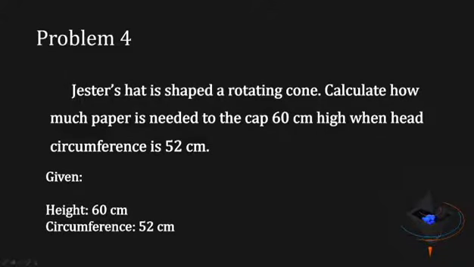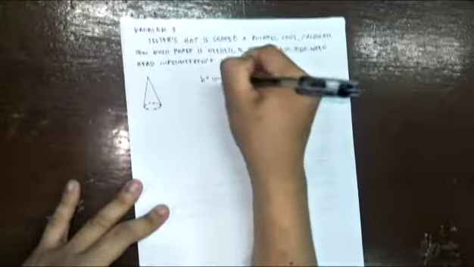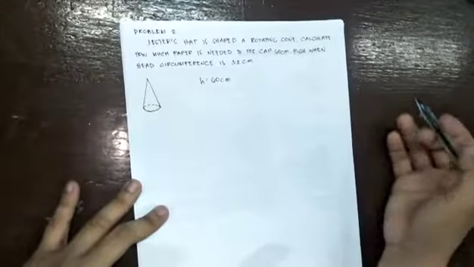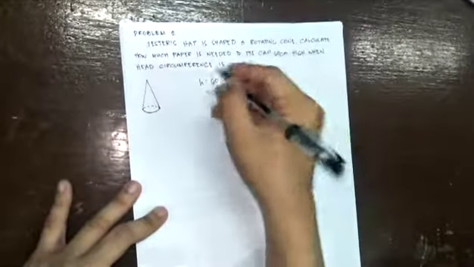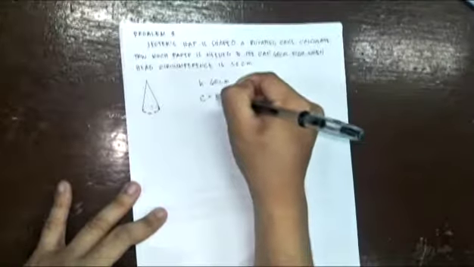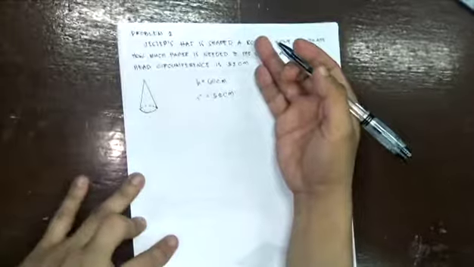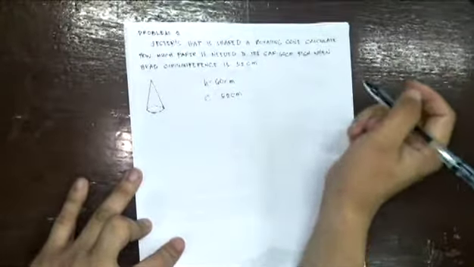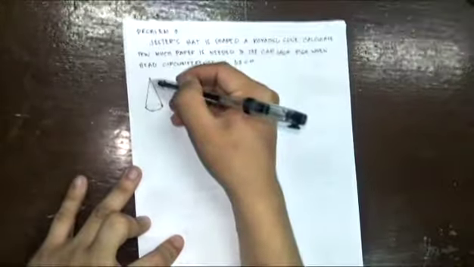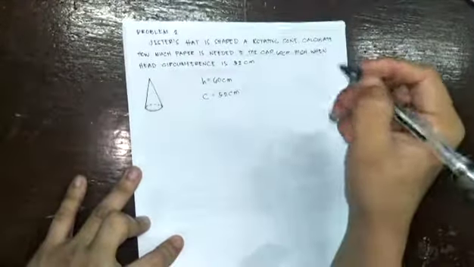So for our problem number 2, a jester's hat is shaped like a rotating cone. Calculate how much paper is needed for the cap, 60 centimeters high, when the head circumference is 52 centimeters. So it was stated that the cap has a height of 60 centimeters and a circumference of 52 centimeters. What is asked in the problem is how much paper is needed, meaning we have to solve for the surface area to determine how much paper is needed.